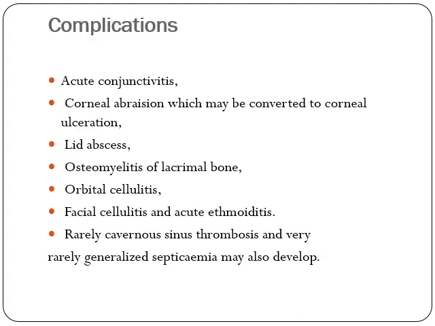The complications of acute dacryocystitis are acute conjunctivitis, chronic corneal abrasion, which may convert into corneal ulceration, lid abscess, osteomyelitis, orbital cellulitis, then facial cellulitis and acute ethmoiditis. Rarely there can be cavernous sinus thrombosis, and generalized septicemia may also develop rarely.